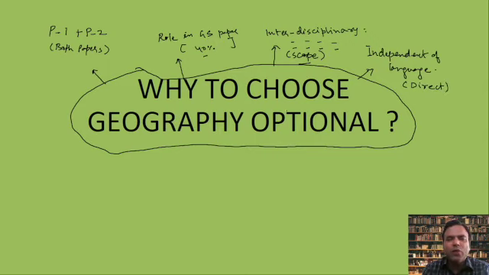Highly conceptual. Scoring in every optional is only possible when you are technically sound. They are checking your technical expertise in the subject, and those coming from a technical background take advantage of it. Those from a humanities background also take advantage in the geography optional. Why? Because geography is a semi-science for some, and for some it is semi-humanities also. So those are the two branches of geography. One is physical geography.